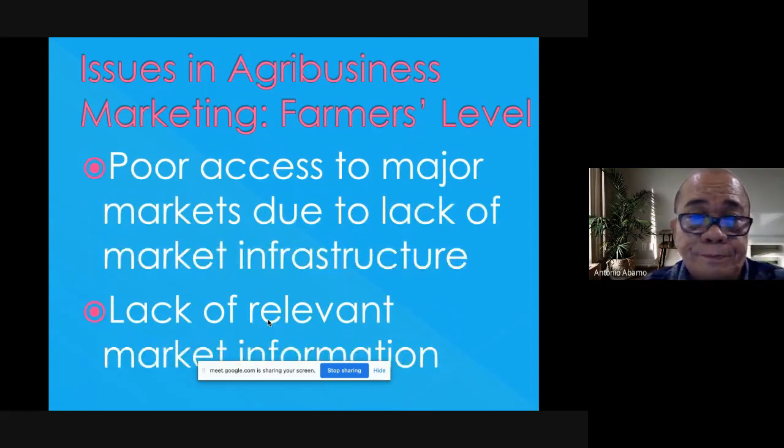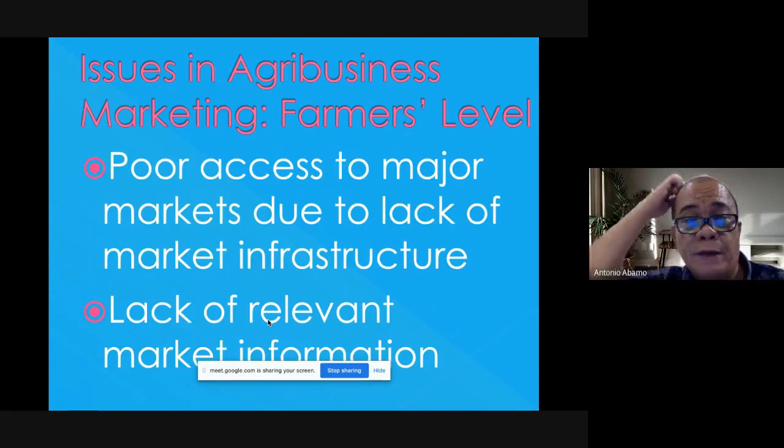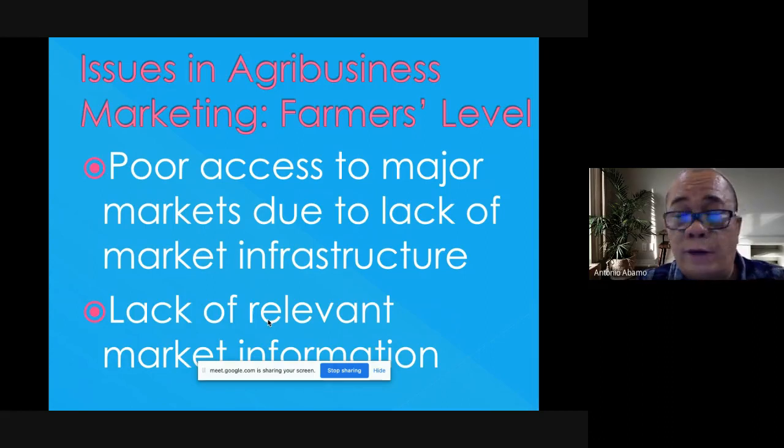Another is poor access to major markets due to lack of market infrastructure, like for example transport infrastructure. The road facilities are very poor and only passable during the dry season, and that's another thing. So that's why farm-to-market roads are very important.